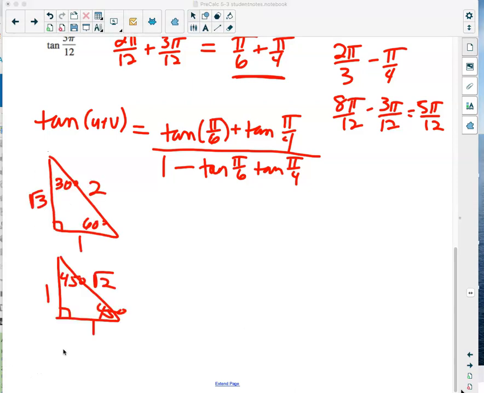All right, so Smartboard was giving me an issue there. I just went ahead and drew those on there with my 30, 60, 90 and my 45, 45, 90. There was a big pause between when I wrote things and when they actually showed up.